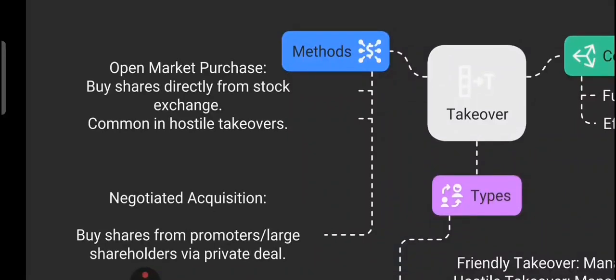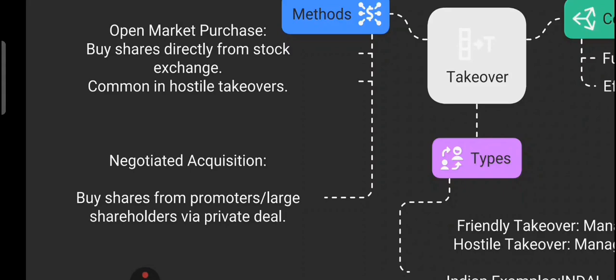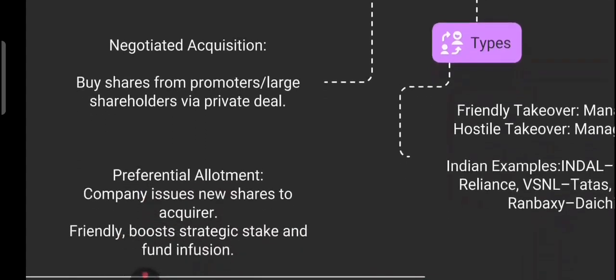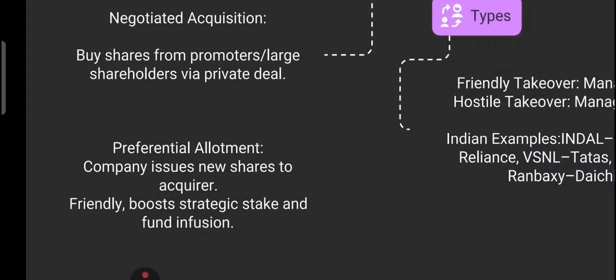First of all, we have open market purchase. So buying shares directly from the stock market, often used in hostile bids. Then we have negotiated acquisition. What happens in that case is buying shares privately from promoters or large shareholders. And third is called preferential allotment. What happens in preferential allotment? The company itself issues new shares to the acquirer. This is typically a friendly move to boost strategy or to raise funds. So whether friendly or whether fierce, takeovers shape the future of industry one share at a time, right?